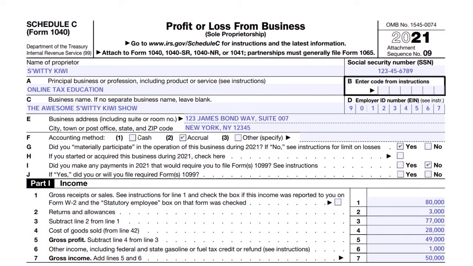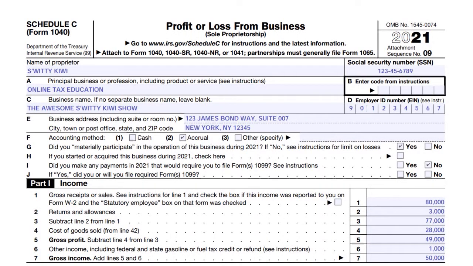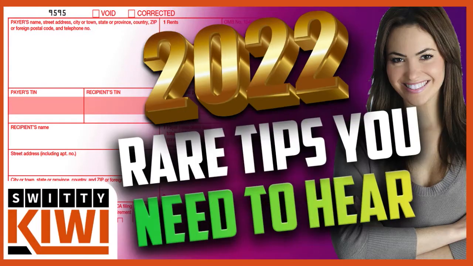As a matter of fact, our good friends at Investopedia, you can see on the screen, have done a great analysis in terms of the test of materiality here that the IRS conducts. You can see on the screen. If you want to read more about it, go ahead and we will actually have the link at the bottom. Okay. H, you want to mention if this is a new business. And J, if you made payments to independent contractors in connection with your business, you want to mention that here. As a matter of fact, if you're interested in this topic, we have a video, IRS Form 1099, line by line instructions. Go check it out.